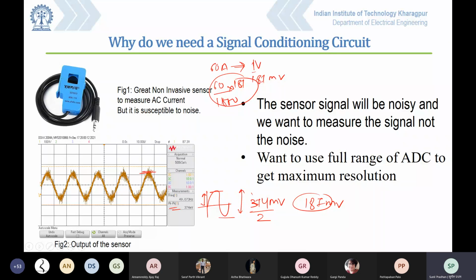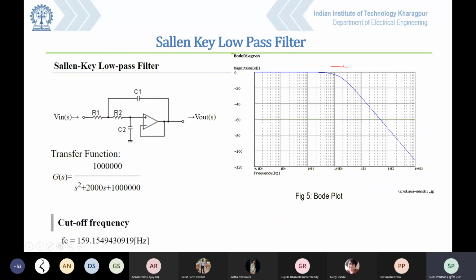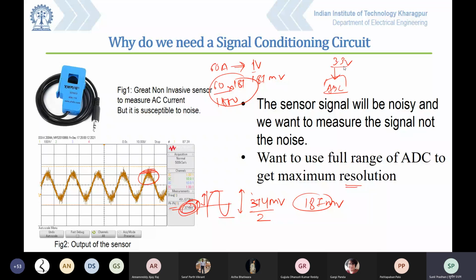Okay. So the first job of my signal conditioning circuit will be to reduce this noise, and the second will be to amplify the signal, because I have to take my ADC to its maximum resolution. If I have one ADC, there will be one reference voltage. Assume that it is 3.3 volt. If my signal is near around this, then I can get a very good output. For that reason only I need a signal conditioning circuit.